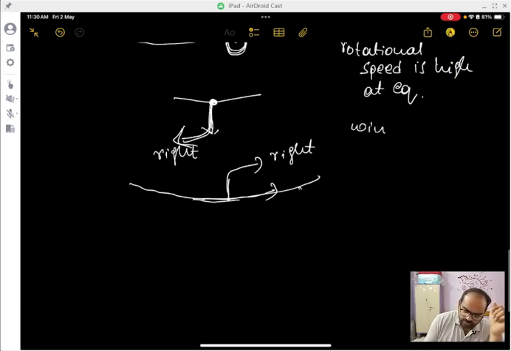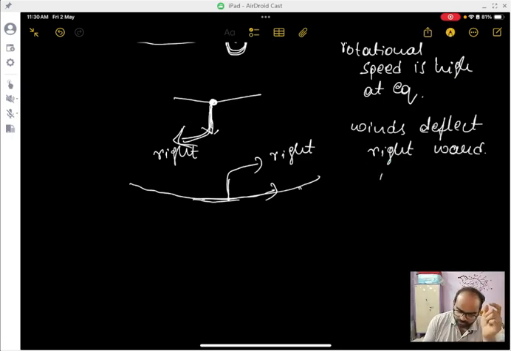So we can say that winds deflect rightward in northern hemisphere. Why? Due to Coriolis effect. Why is this Coriolis effect influencing on earth? Because of rotation of the earth. Okay, due to the differential rotational speeds of the earth, Coriolis effect is induced, and due to this Coriolis effect, winds are deflecting right side in northern hemisphere.